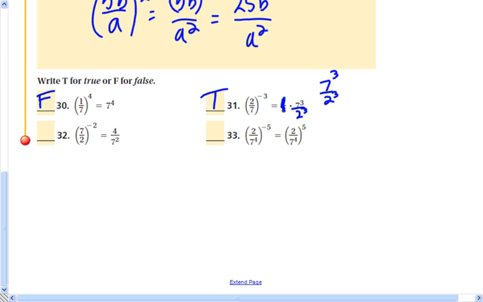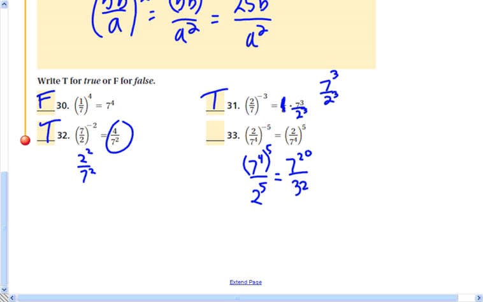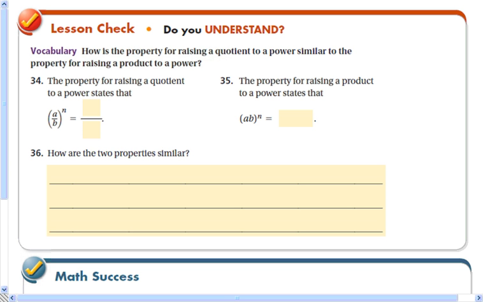True. If we flip this 2 over 7 and then raise both of those to the second power, we get that. That's true. If we flip this 7 to the 4th, raise that to the 5th, and do 2 to the 5th. Do we get that? It doesn't look like we're going to get that, because we get 7 to the 20th over 32, and this one's going to be 32 over 7 to the 20th. So that one's false.